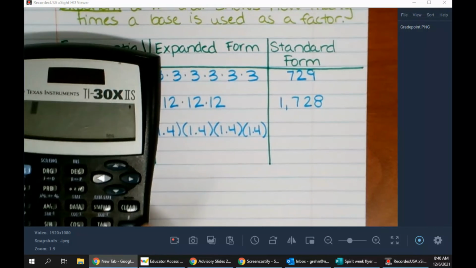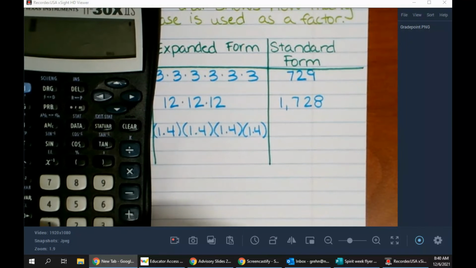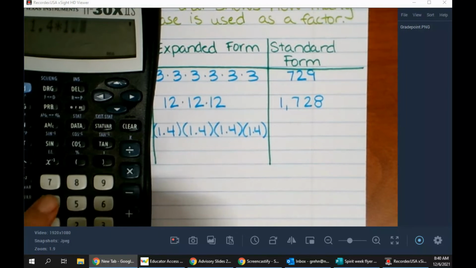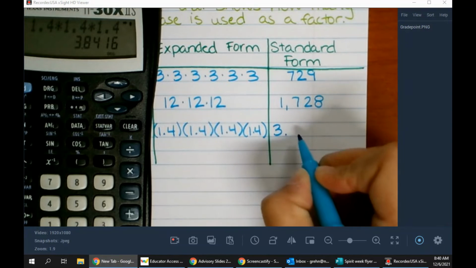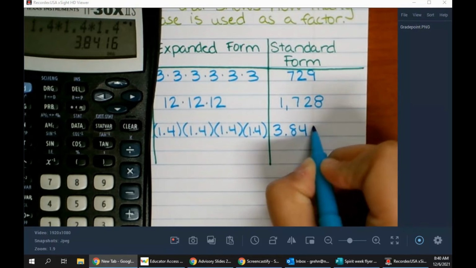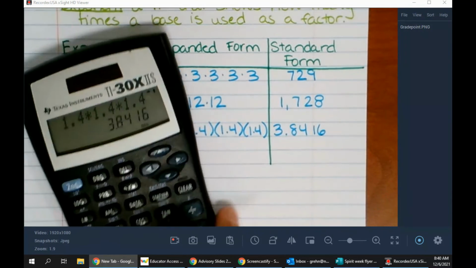Okay, so I'm going to go ahead on my calculator, type in 1 4/10 times 1 4/10 times 1 4/10 times 1 4/10. And that gives me an answer of 3 8,416 10,000ths.